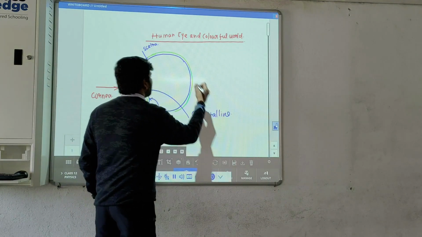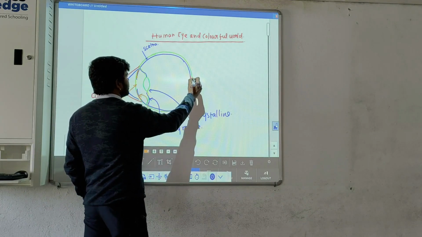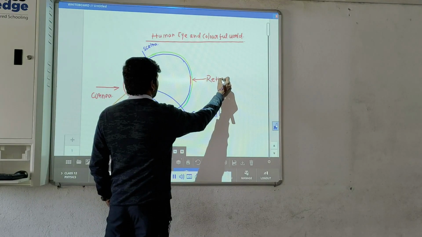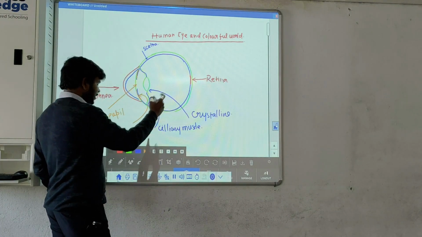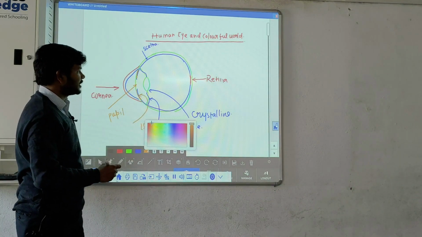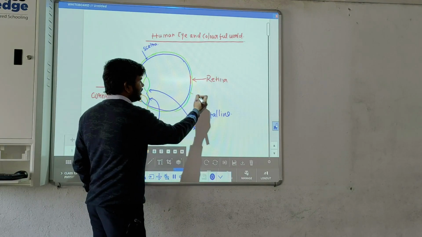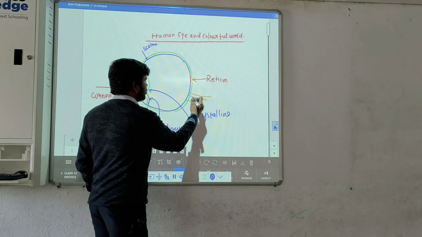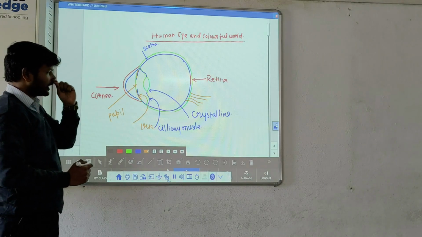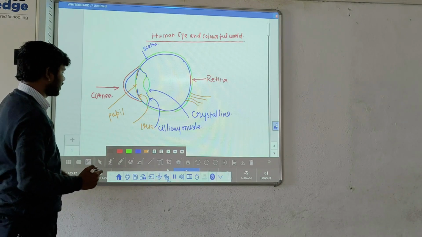The most sensitive part of the human eye is known as retina. This point is the retina. The final image will be formed at the retina, and the image formed at the retina is converted into an electrical signal, and the signal is transferred via the optic nerve to the brain. So here is one optic nerve. This is the nerve through which the image formed at the retina is converted into electrical pulses, and they are transferred to the brain for recognition. So this is the basic part of the human eye.